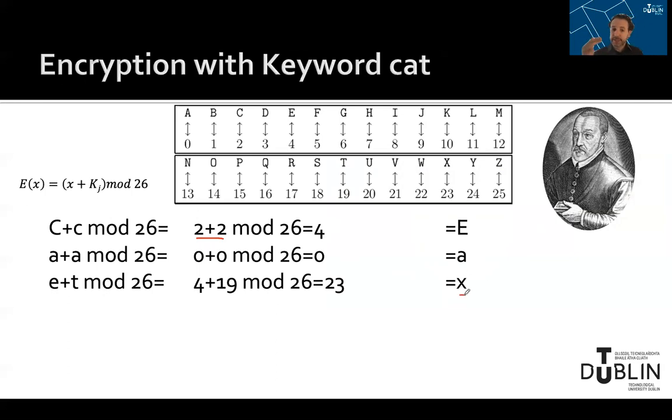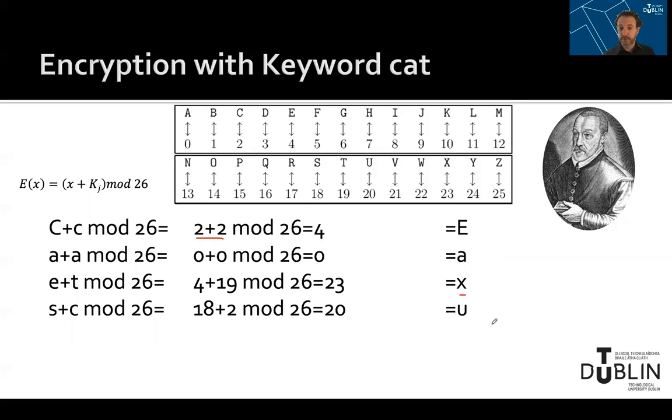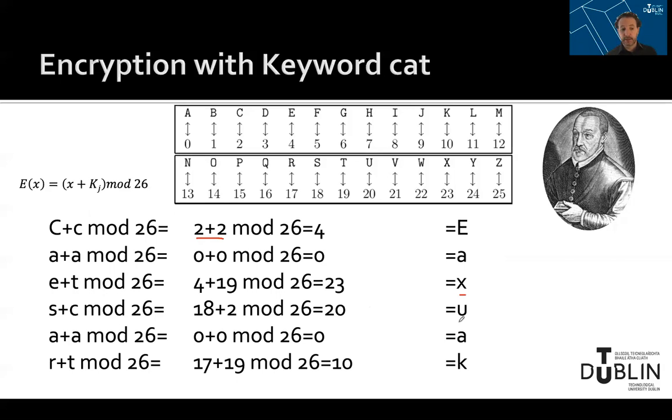But now we've finished the word CAT, so we start again. S is encrypted with a shift of C, which is a shift of 2. S goes to U. A goes to A, just a coincidence. And T is the next shift. So now we have E, A, X, U, A, K. Note the keyword CAT, and you just keep on repeating it. If the keyword is shorter than the word you're encrypting, you repeat the keyword.